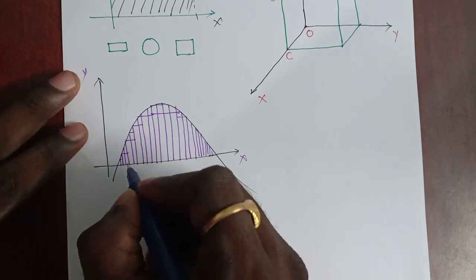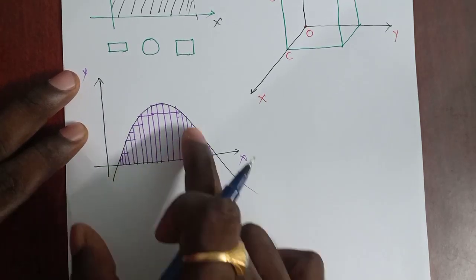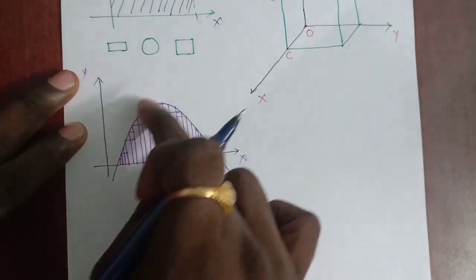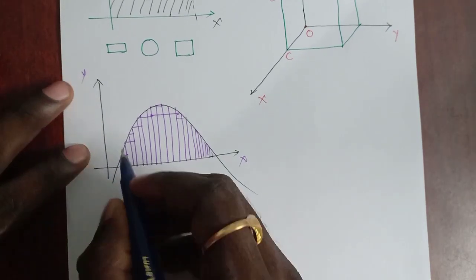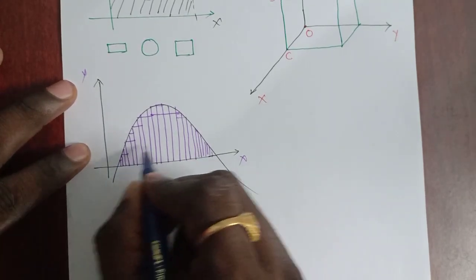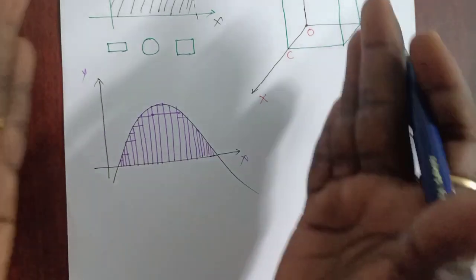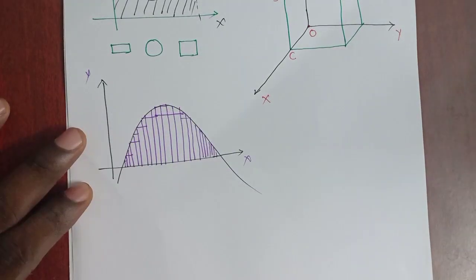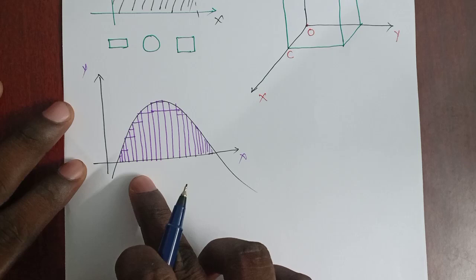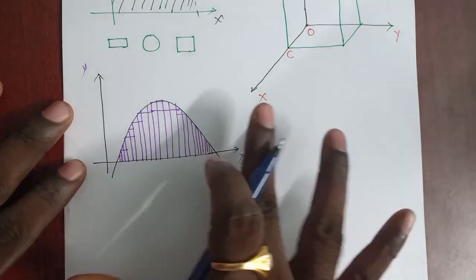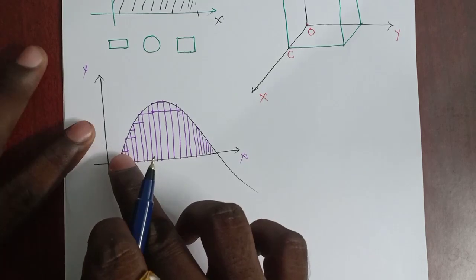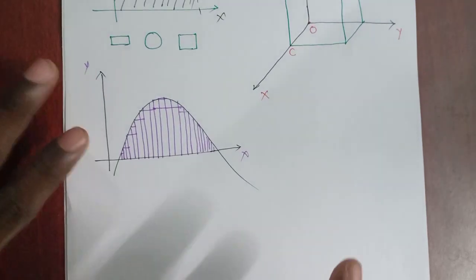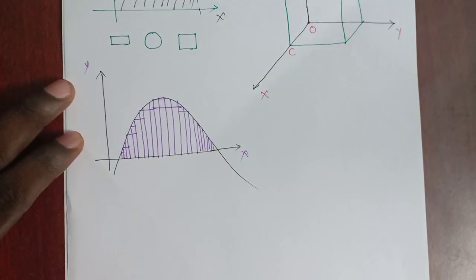Now, after finding the areas of all these rectangular boxes, when we add them all, what will we get? The area under this curve. So we have an infinite number of rectangular boxes, and when we combine them together, we get the area under the curve. That process of finding the area under the curve is called integration, which means the sum of the small pieces under the given curve.